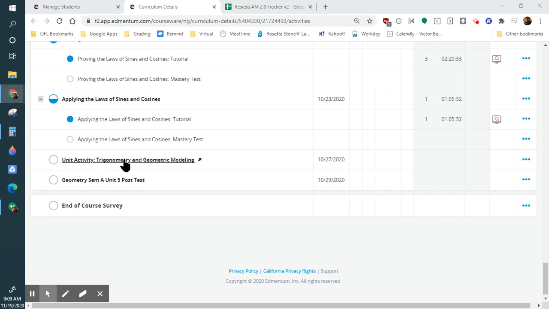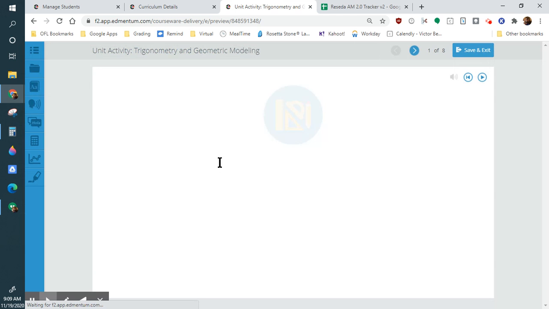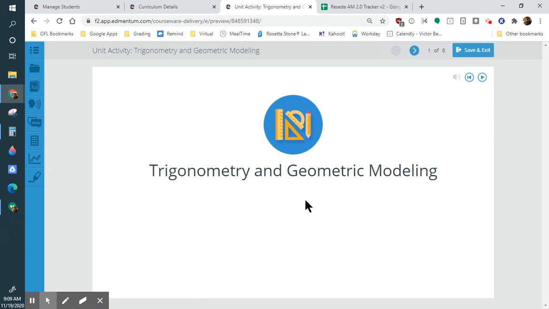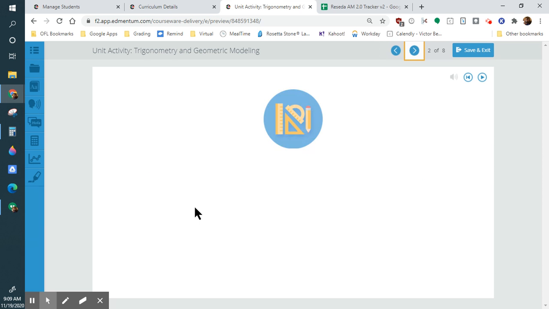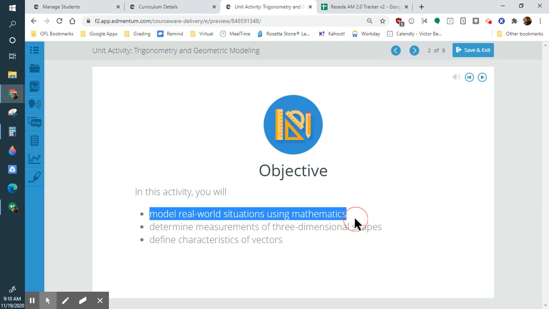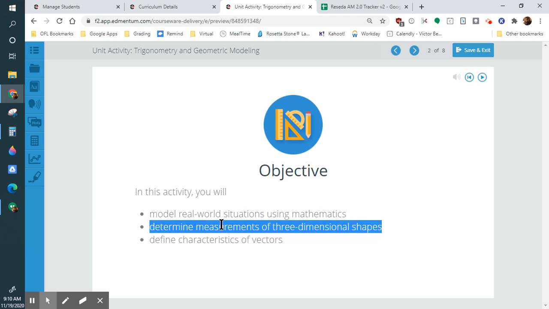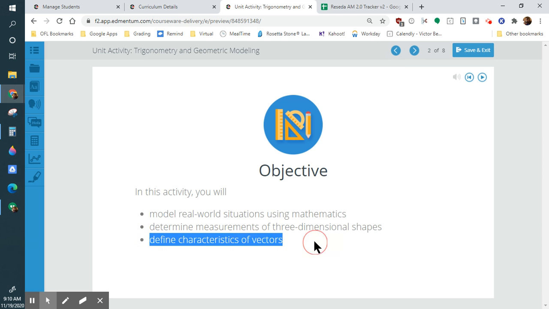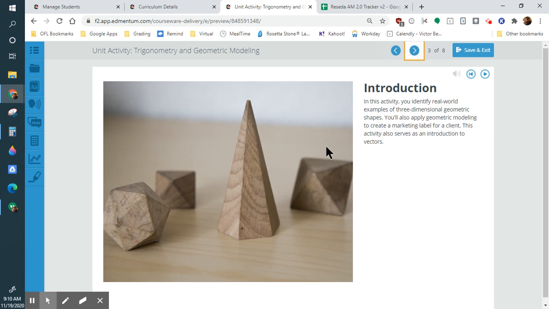It's the last activity. This one's, if I remember this correctly, pretty different. This doesn't involve GeoGebra, but it does require you to understand how a unit circle works. If you've seen the unit circle already, that's going to help out. If not, I'll explain it a little bit. We're going to use this in real world scenarios, determine measurements of 3D shapes, and define characteristics of vectors.